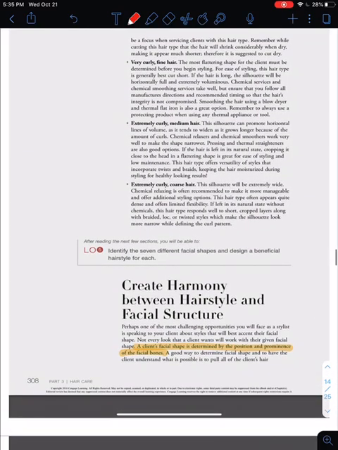Moving on, next page. Under create harmony between hairstyle and facial structure, right here. A client's facial shape is determined by the positioning and prominence of the facial bones.